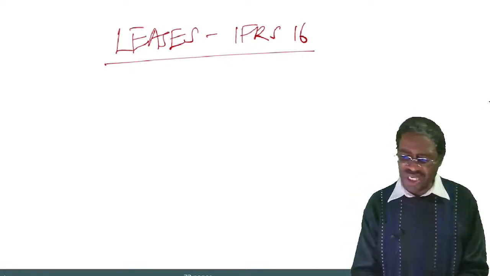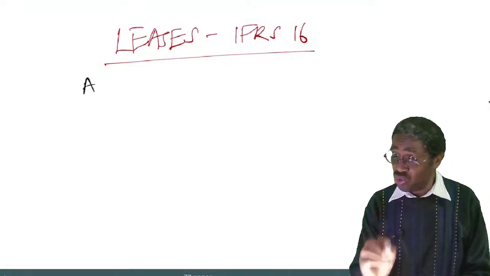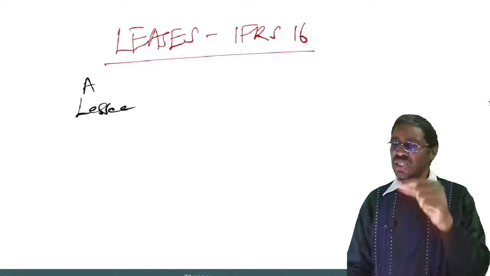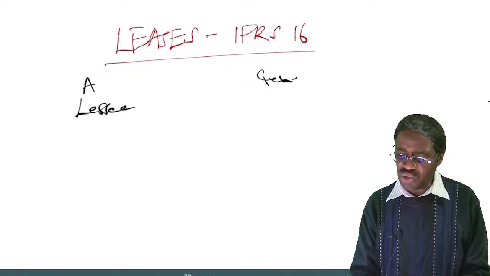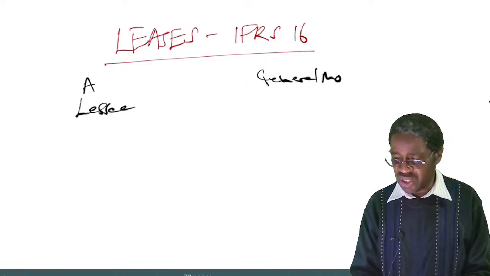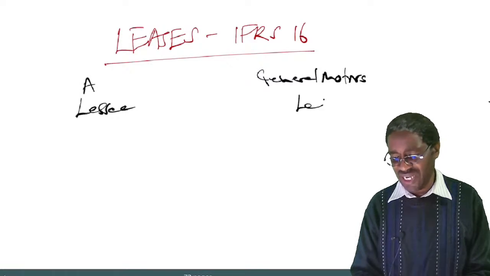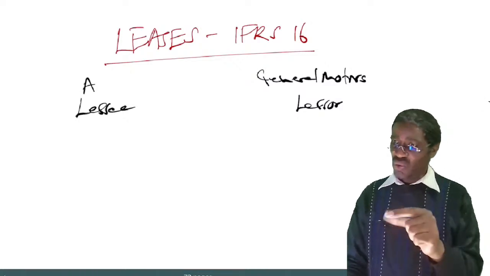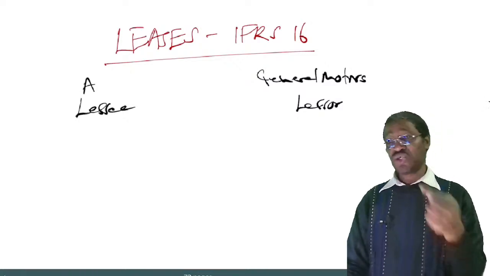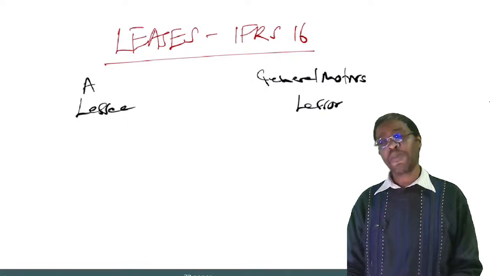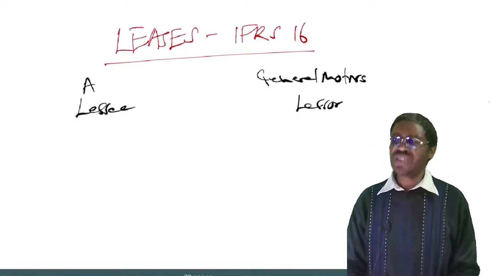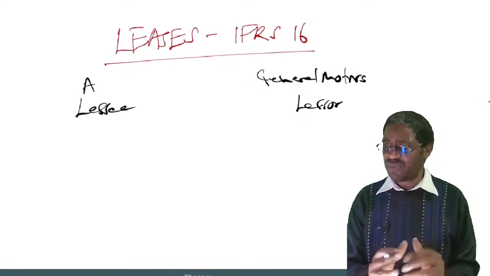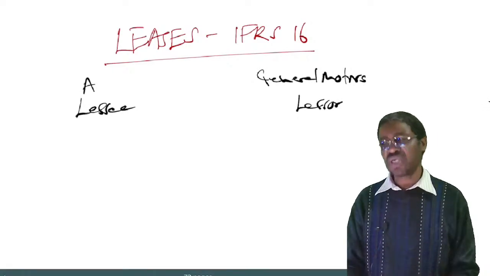So you as company A, we normally refer to you as the lessee. General Motor, who are going to give you that motor vehicle on lease terms, are referred to as the lessor. So the owner of the asset is called the lessor, while the person leasing the asset is called the lessee. Okay? So what we want to look at now is how you as a lessee, when you lease a motor vehicle or an asset like machinery, account for that lease.